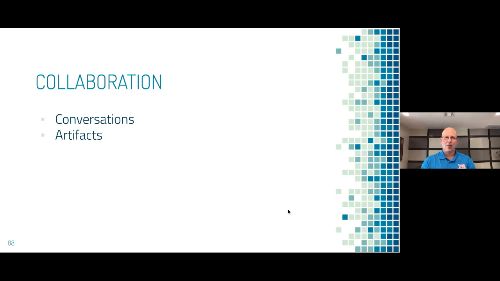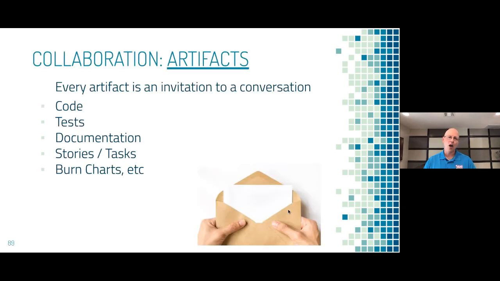Moving on, the next part about collaboration is around artifacts. So artifacts are all the things that we produce. It's the code, it's the tests, it's the documentation, it's the stories and the tasks and the burn charts and everything else that we produce. All of these artifacts are an invitation to a conversation at whatever level.